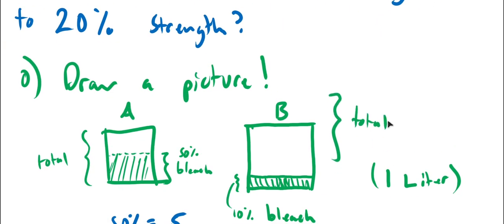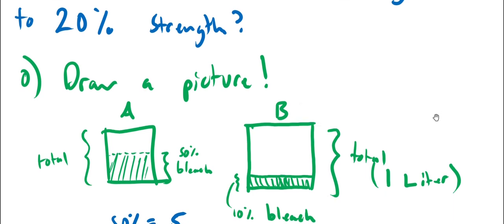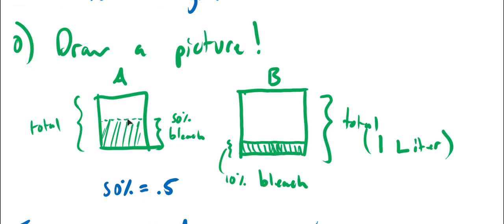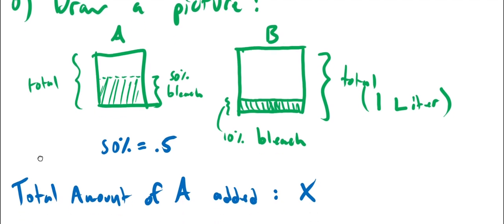Well, first of all, let's draw a picture of what we have going on for the two solutions. Number one, we have solution A, which is 50% bleach. So let's shade it 50% to be like, yeah, that's all bleach. And then B, we have only a tiny sliver of it, 10% is bleach. And now if I took all of A, well, it depends on how much A we have. We know how much B we have. We don't know how much A we have. And we don't know what adding all of it would do.